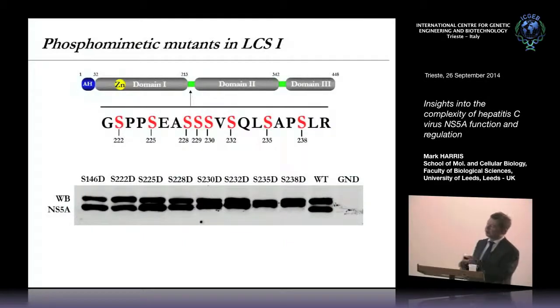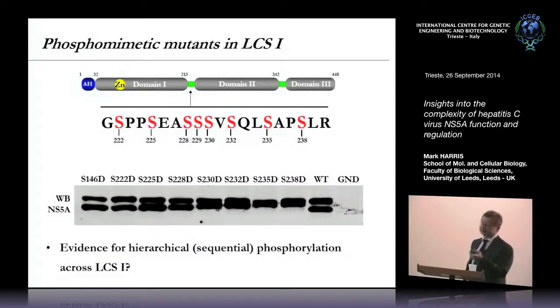And in fact, there's a very nice trend if you look across here. So if we introduce a phosphomimetic mutant here at 222, we're not really having any effect on the molecular weight of either of those bands. But as we move that phosphomimetic across here, we're seeing a gradual change in the molecular weight of that basally phosphorylated band, and it's becoming more like the hyperphosphorylated band. So we were puzzling over this for a while.